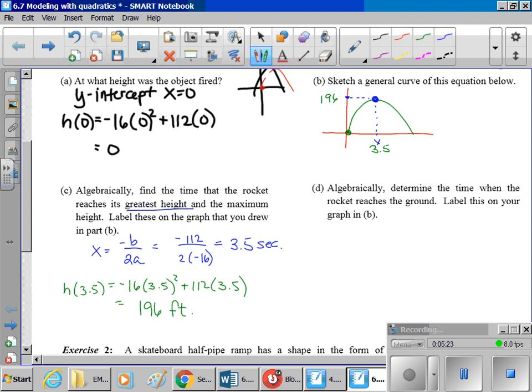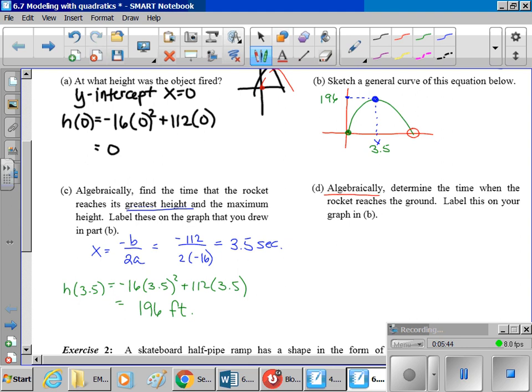Algebraically determine the time when the rocket reaches the ground. Well, what are we looking for here? We're looking for this point right here. It's the larger of the two zeros. And again, you can do that part in your calculator, but they're asking us to do it algebraically.